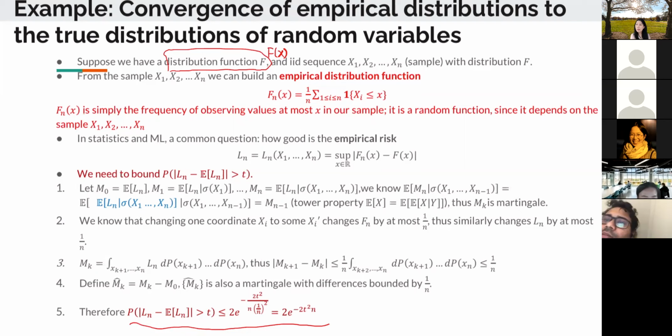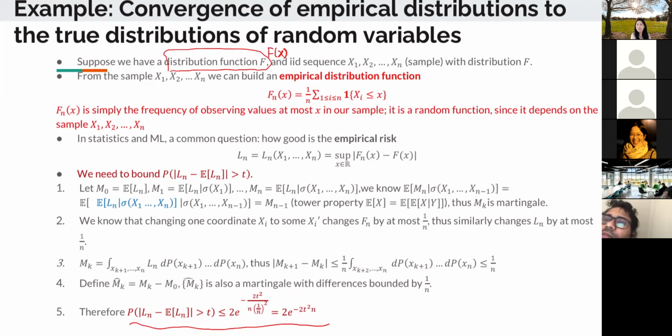Using the samples we get from these underlying distributions, we wanted to understand what the true distribution is. We wanted to estimate the true distribution. And here I'm proposing a very naive way, which is using the empirical distribution function, which simply calculates the frequency of observing values at most x in our sample, right? This is a very simple way of doing estimation.